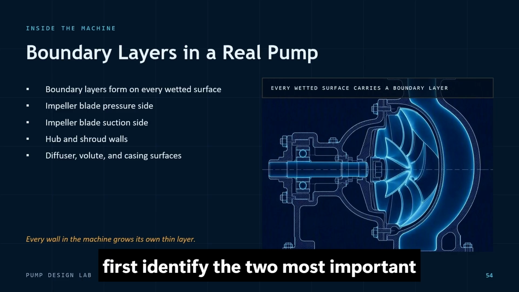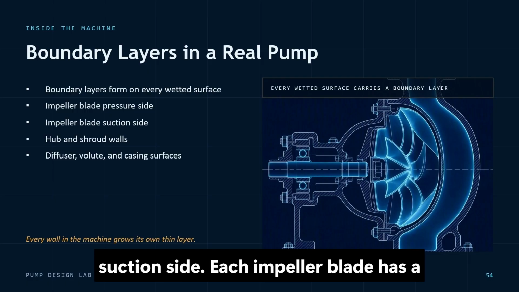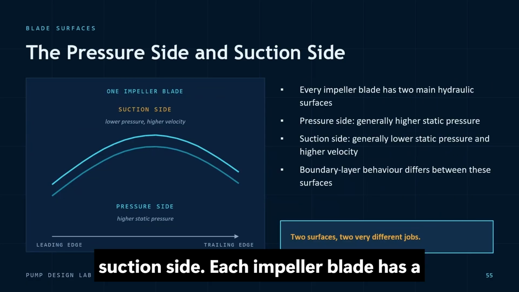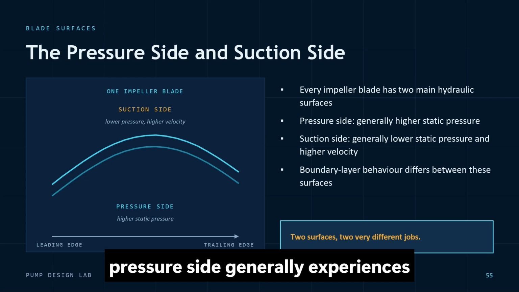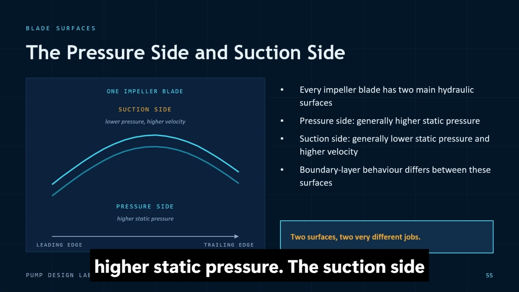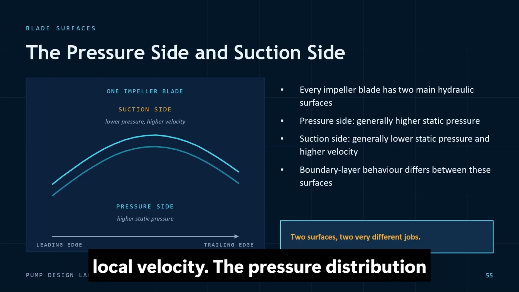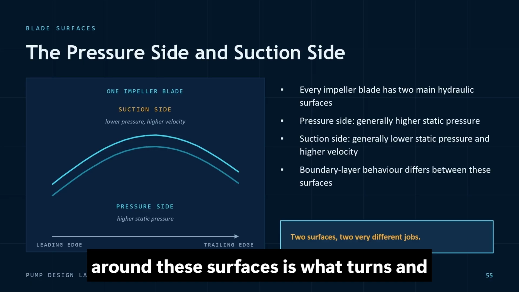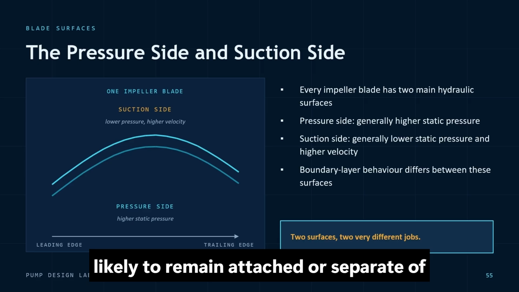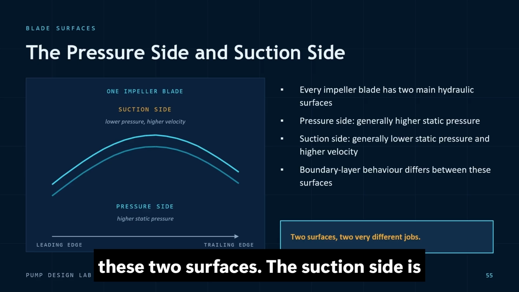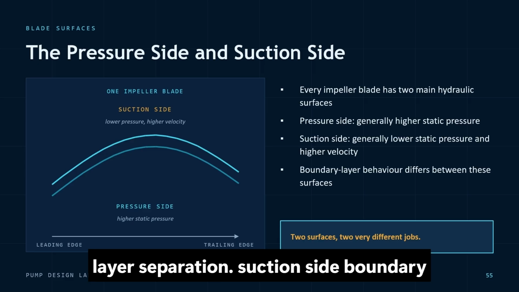interact. Let's first identify the two most important blade surfaces: the pressure side and suction side. Each impeller blade has a pressure side and a suction side. The pressure side generally experiences higher static pressure. The suction side generally has lower pressure and higher local velocity. The pressure distribution around these surfaces is what turns and accelerates the fluid, but also determines where the boundary layer is likely to remain attached or separate. Of these two surfaces, the suction side is often especially sensitive to boundary layer separation.